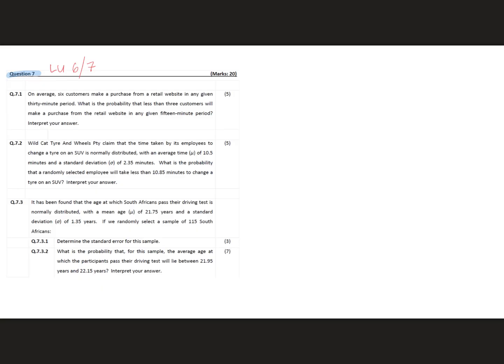So here, the moment they've mentioned to you the words on average, this immediately says to you that you are working with a Poisson distribution. So I'm going to highlight the words on average here, and I'm also going to write above it that the moment you see the words on average, it immediately says to you it is a Poisson distribution that we're working with. So just from that, we've already identified one key factor in terms of this calculation. So it says on average, there were 6 customers that made a purchase from a retail website in any given 30-minute period.